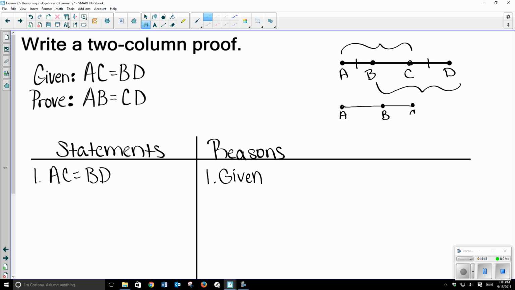I'm going to draw my two segments separately. This is congruent to this. Well, we see that these are the same, so these two should be the same if the whole thing is the same, right? So the first statement we're going to make after the given information, which will be statement number 2, is that we know BC is congruent to BC, or equal to BC. What property allows us to say something is congruent to itself? Reflexive, good.